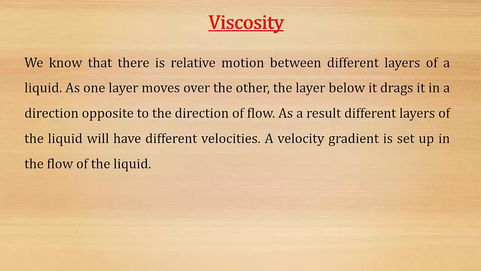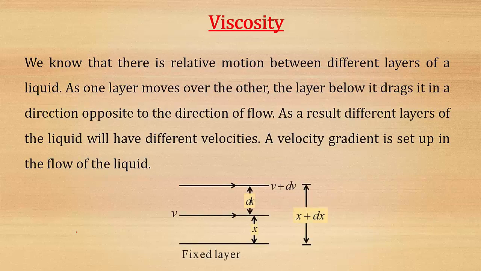Now come to the word viscosity. What is viscosity? We know that there is a relative motion between different layers of a liquid. As one layer moves over the other, the layer below it drags it in a direction opposite to the direction of flow. As a result, the different layers of liquid will have different velocities. A velocity gradient is set up in the flow of the liquid. Because of this, viscosity occurs.